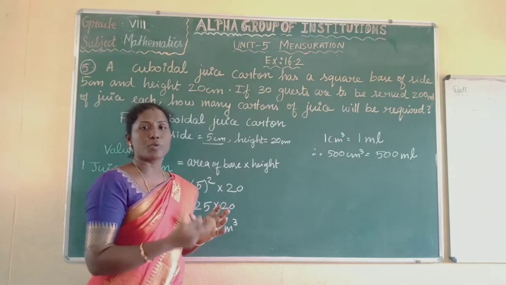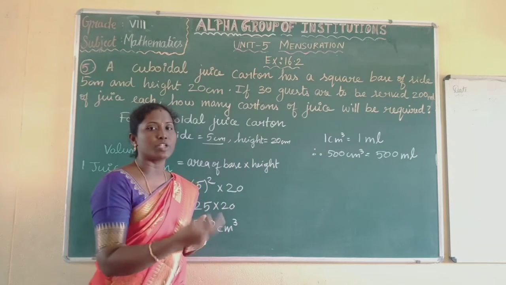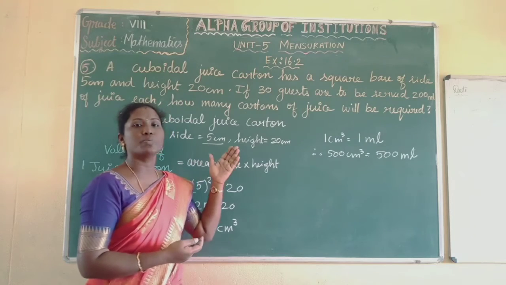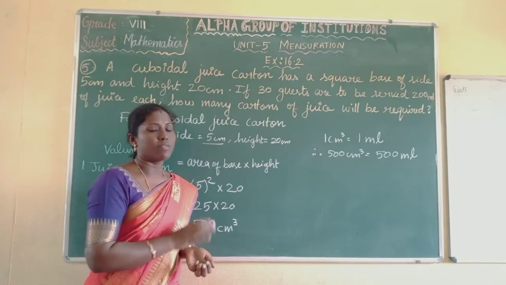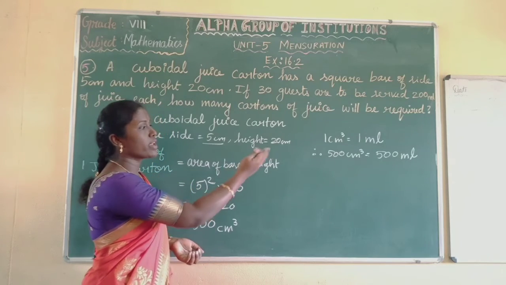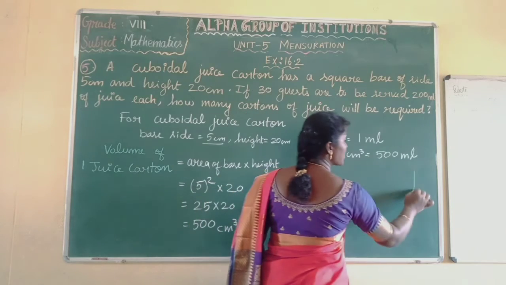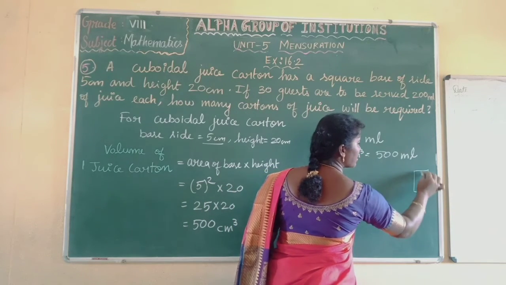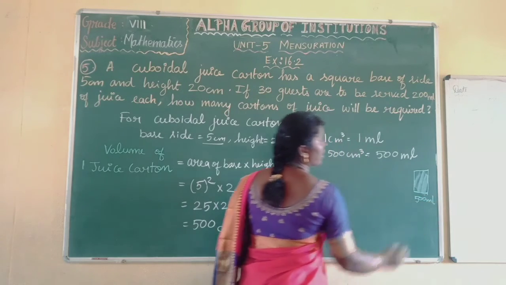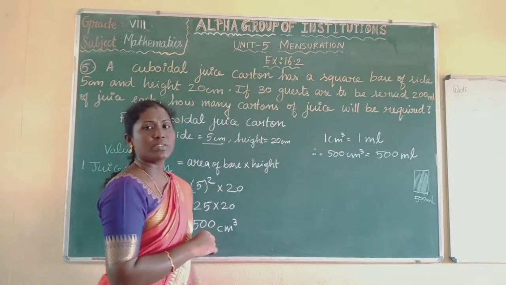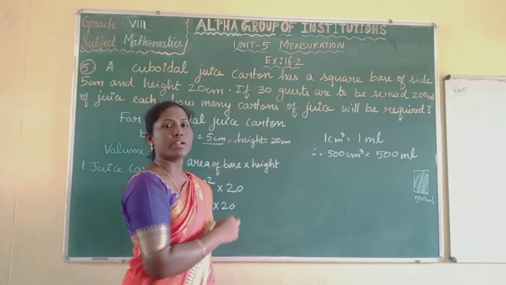So before solving the problems, we have to learn the conversion of measures also, from centimeter to meter, liter to milliliter, or centimeter cube to milliliter. Like that we have to learn the conversion also. Now, we got 500 ml. So the capacity of one juice carton with the square base is 500 ml.